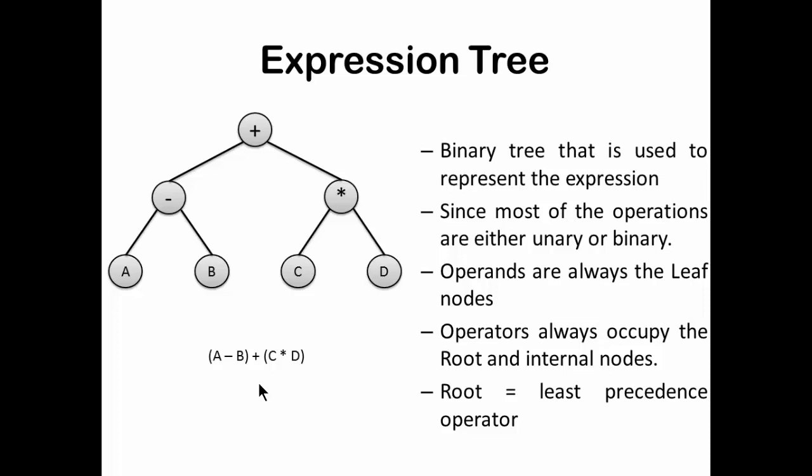So let's see how the expression tree is created. A few things you have to keep in mind: if the expression is A minus B plus C into D, then all the operands A, B, C and D will always be at the leaf nodes. All the operators will be in the internal nodes and the root node. The root node operator is the operator which will be operated upon last in the equation, meaning the operator with the least precedence will be the root.